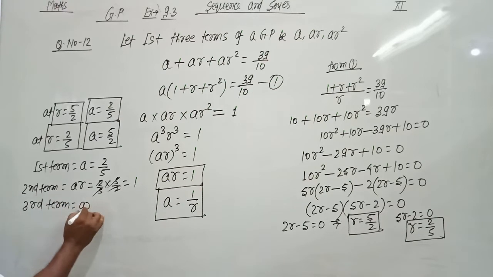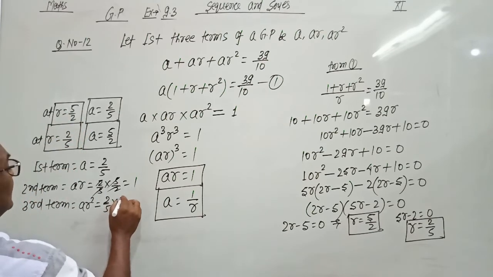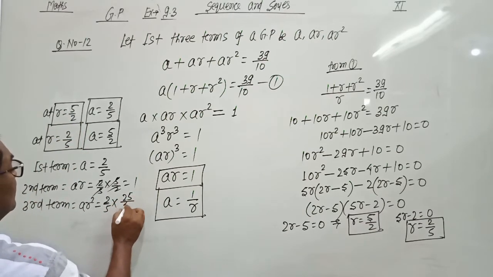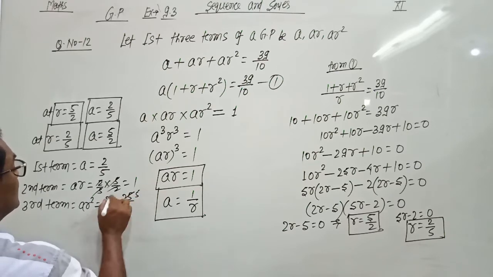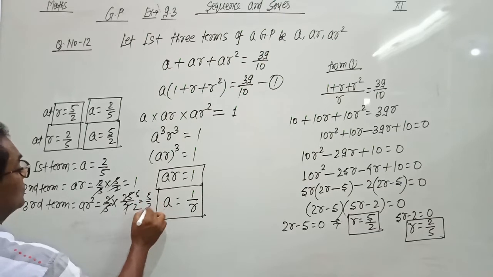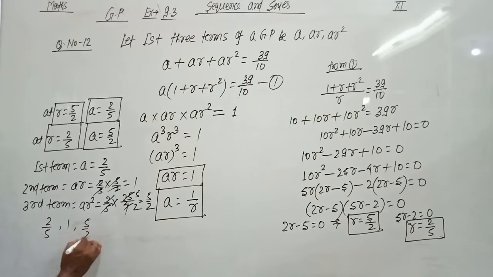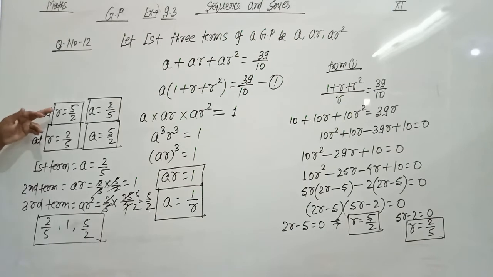Then the third term equals AR square. So 2 by 5 into 5 by 2 the whole square, that is 25 by 4. So we get the third term as 5 by 2. So the 3 terms are 2 by 5, 1, and 5 by 2. These are the 3 terms of the GP and the common ratio is either 5 by 2 or 2 by 5.